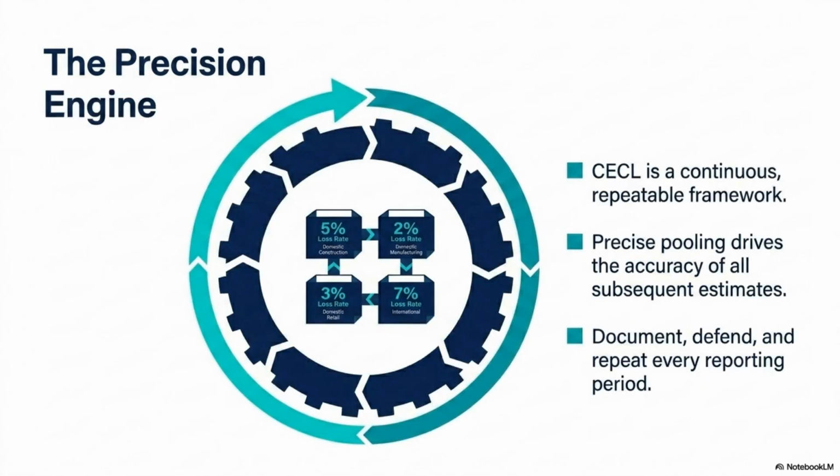The current expected credit loss framework is a precision engine. It is a continuous and repeatable process, not a one-time event. Precise pooling at Step 2 drives the accuracy of every estimate that follows. The key takeaways are: document your pool definitions, defend them with evidence of shared credit risk, and repeat the full 7-step process every reporting period. In the next section, we will cover the 6 permitted estimation methods used in Step 3 and how to choose the right one for each pool.